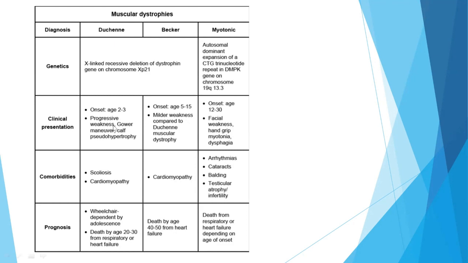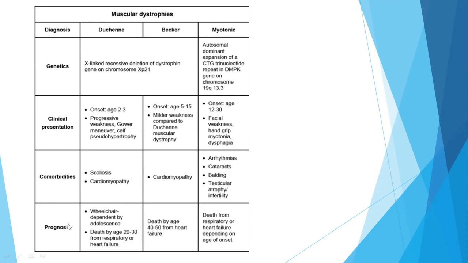There is progressive weakness, Gowers maneuver, and calf pseudohypertrophy in the case of Duchenne. There is milder weakness compared to DMD in Becker, and in myotonic there is generally facial weakness and hand grip myotonia. The comorbidities are scoliosis and cardiomyopathy in Duchenne, cardiomyopathy in Becker, and in myotonic arrhythmias, cataracts, balding, testicular atrophy, and infertility.